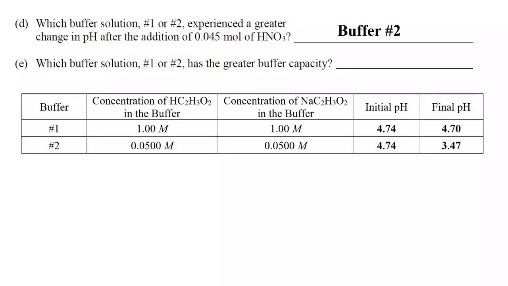So based on the data, that would be buffer number 2. Part E, which buffer solution, number 1 or number 2, has the greater buffer capacity? This can be determined in two ways. One, it has a larger concentration of each buffer component. That's definitely buffer number 1. But another consequence of having a greater buffer capacity is that it experiences a smaller change in pH.